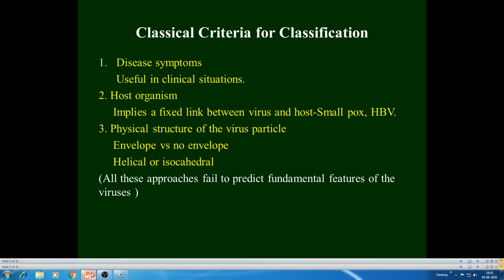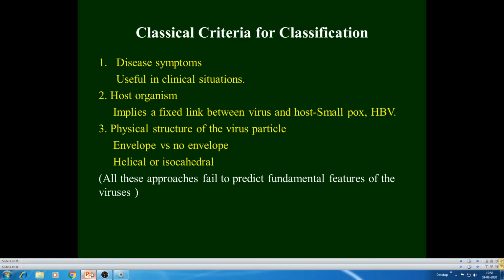See, the first classification: they are classified according to their symptoms. The viruses show what type of symptoms. According to their symptoms, we can classify. This is useful for clinical situations. Then the second one is host organisms, which host the bacteria or the virus infects.